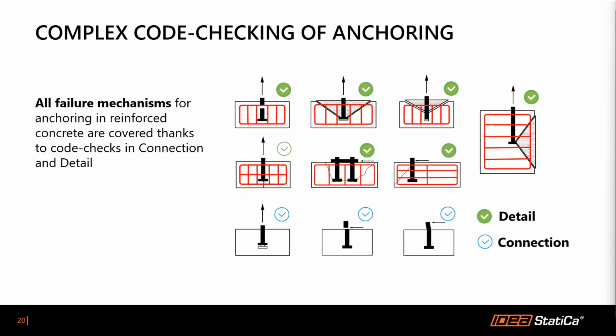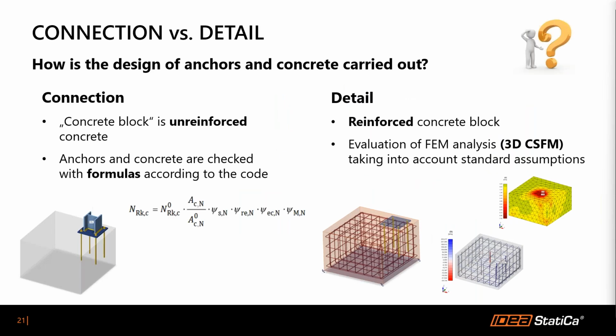Both applications together cover all of the failure mechanisms stated in the code, Eurocode 1992-4. In Connection, you can investigate the pull-out, the steel failure, and in Detail all of the rest, considering the reinforcement. Now, I have prepared a little Q&A to explain the differences between Connection and Detail.